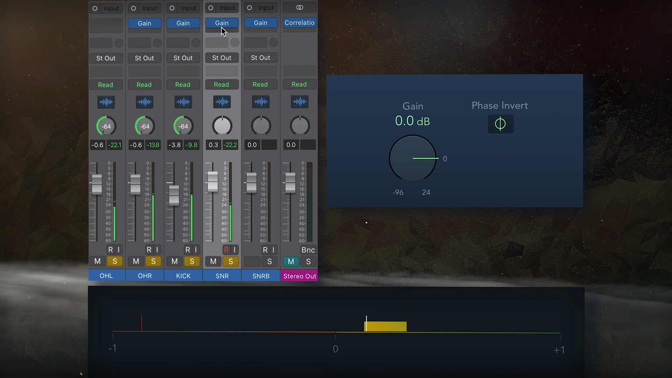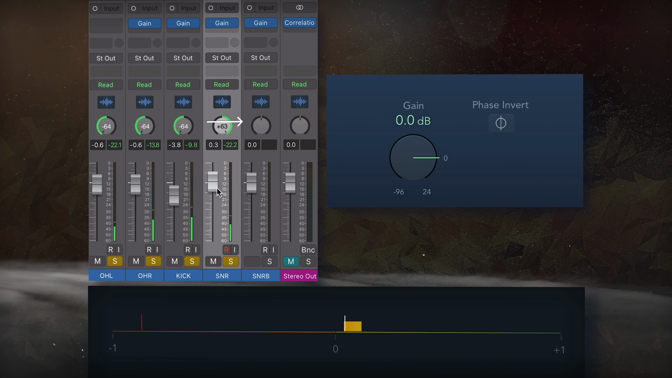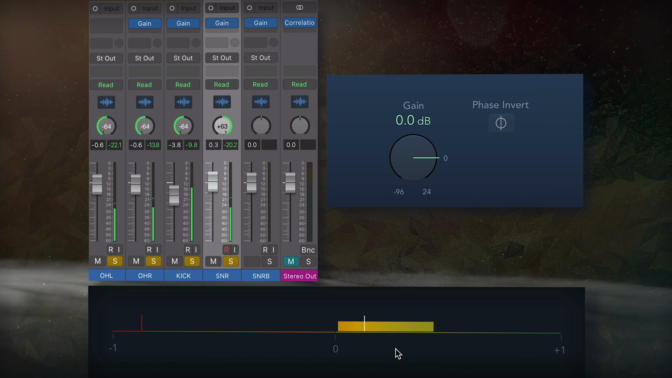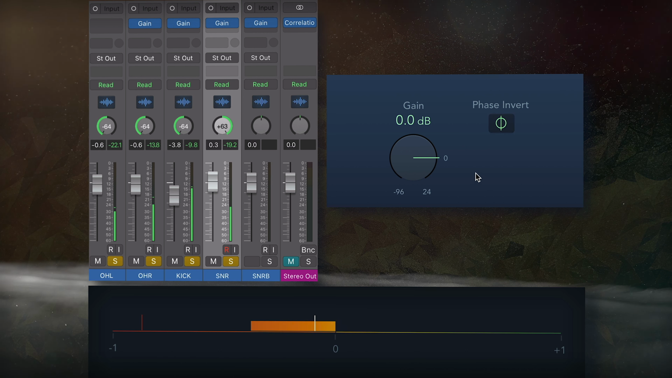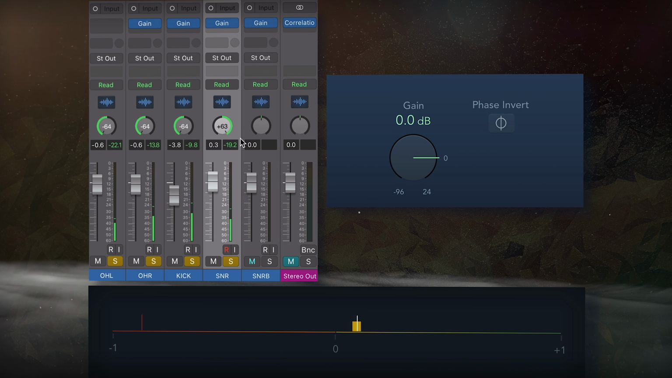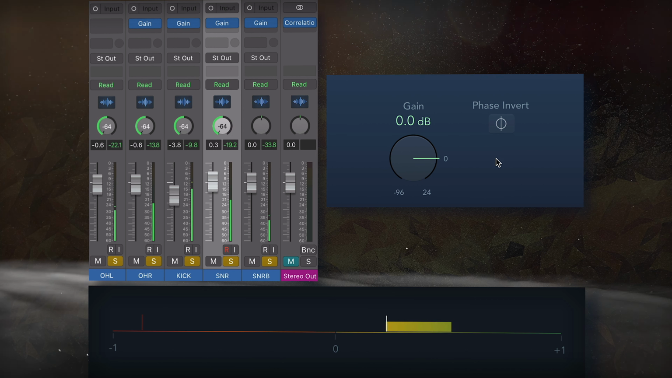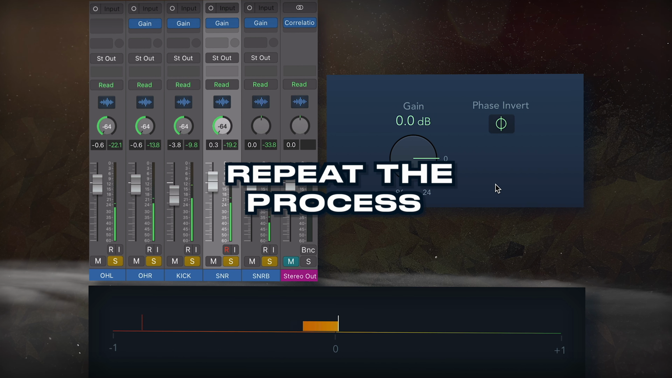Next, I'm going to work on the snare. So the kick and the overheads are panned to the left and the snare is to the right. Again, I'm going to use this Gain Utility plugin, which is inserted on the snare, while observing the correlation meter, which is again on the stereo output. Once again, I'll see which polarity improves the relationship. When the snare is done, I'll pan it to the left and go through the other drum multi-tracks, like the toms, the hi-hats, and any other related tracks, and repeat the process.